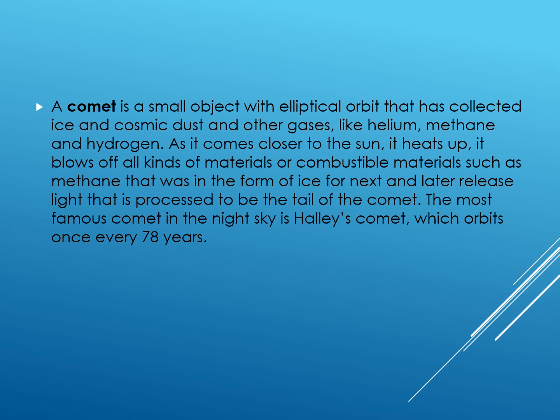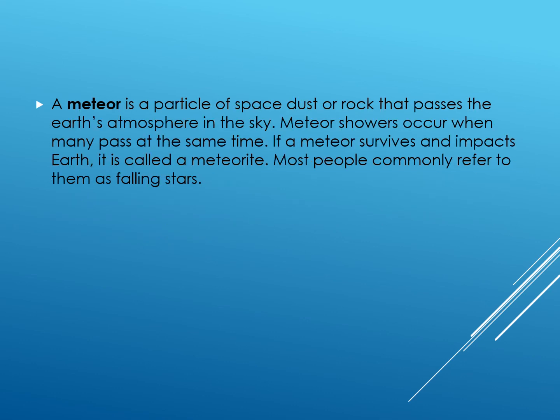The most famous comet in the night sky is Halley's Comet, which orbits once every 78 years. And the meteor is a particle of space dust or rock that passes through the Earth's atmosphere in the night sky. Meteor showers occur when many pass at the same time. If a meteor survives and impacts Earth, it is called a meteorite. Most people commonly refer to them as falling stars.